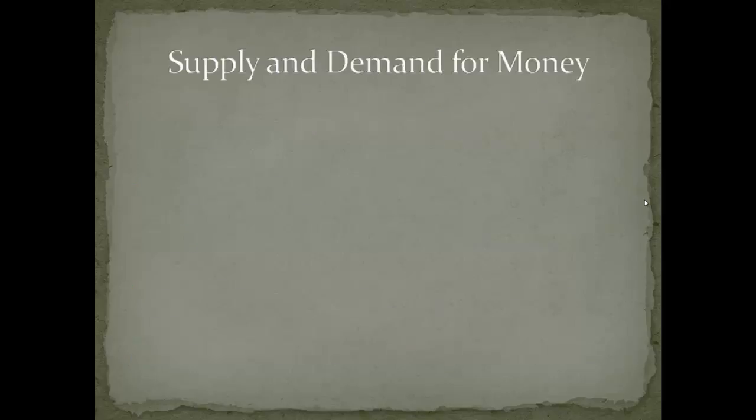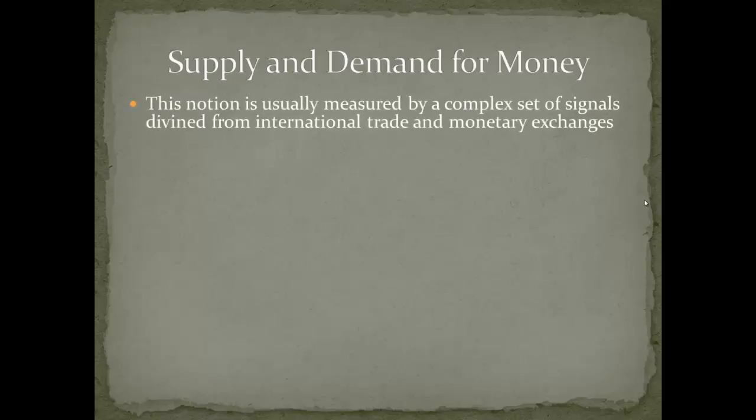All right. So the next topic of money, of currencies, to help you understand what a currency is and the metrics upon which to understand its economy and value, are supply and demand. The supply and demand of a currency are usually measured by a really complex series of signals defined from international trade and monetary exchanges, well beyond the scope of our course. You can get a PhD in economics and still not understand this topic very well.